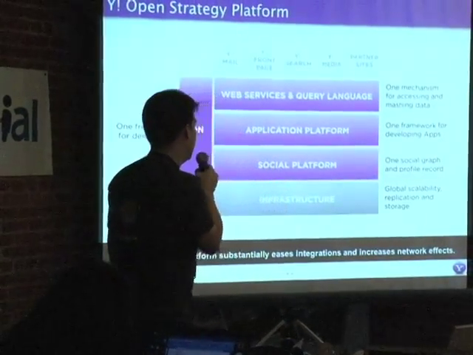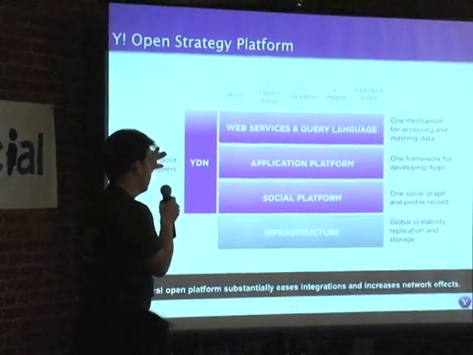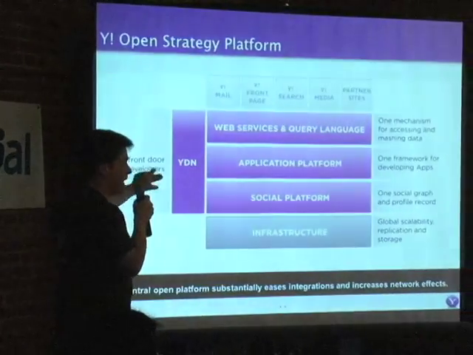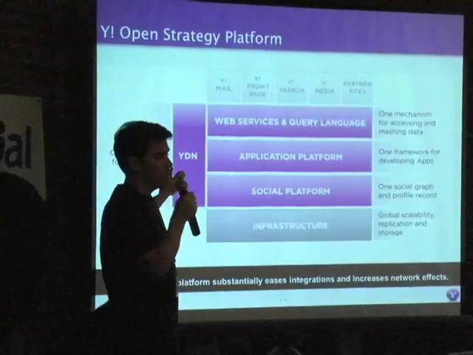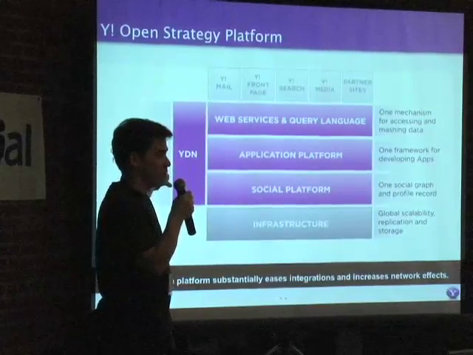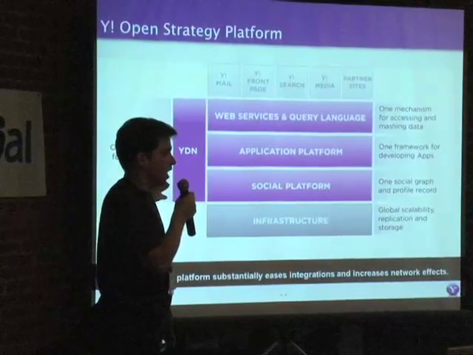Here's what the Yahoo app platform looks like. Essentially, we've got a web services and query language layer, an application platform, and then underneath that is the social platform. All of the information that you need can be found at developer.yahoo.com, and that's what this YDN is here on the left. And then underneath that, of course, we've got the Yahoo infrastructure.